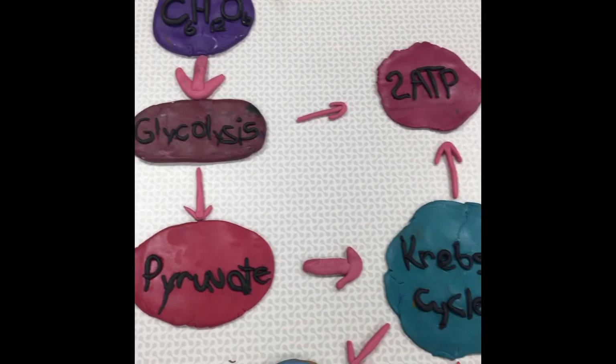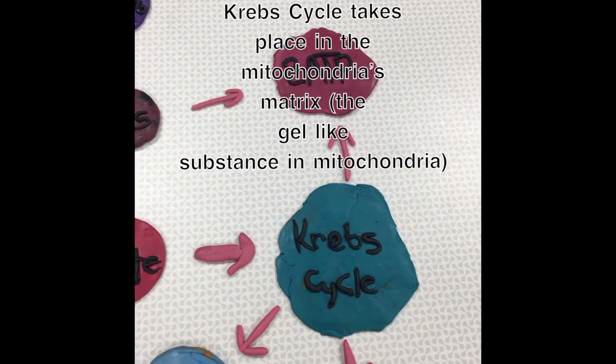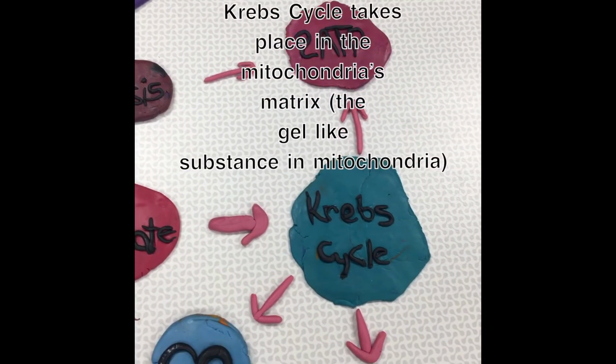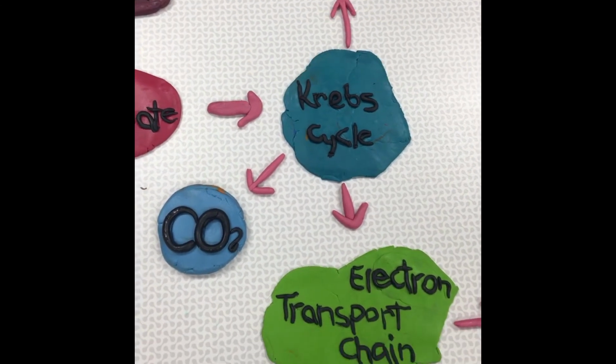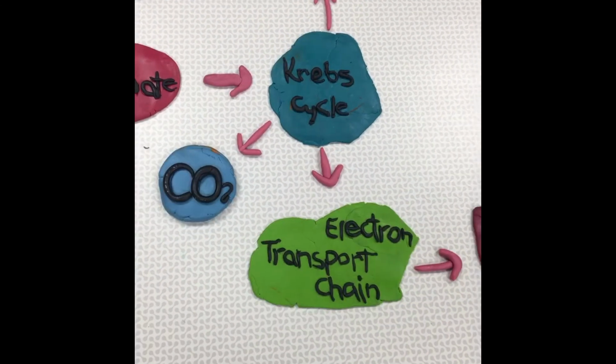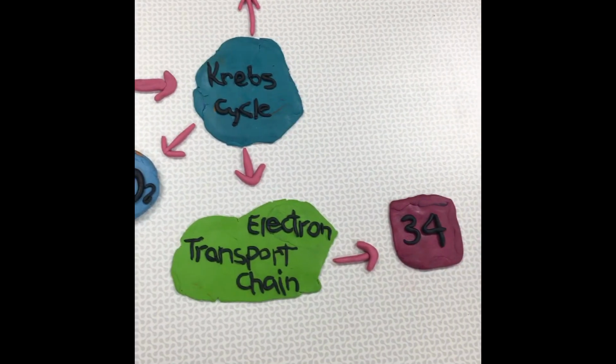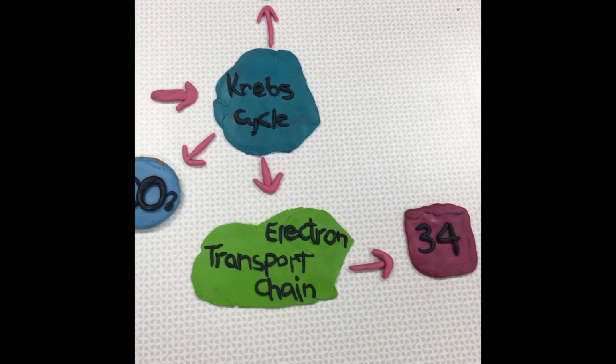Next up, the Krebs cycle. In the Krebs cycle, glucose, proteins, and fats are converted into ATP, and CO2 is released. Next, NADH and FADH2, which were created during the Krebs cycle, carry electrons to the electron transport chain and create 34 ATP.